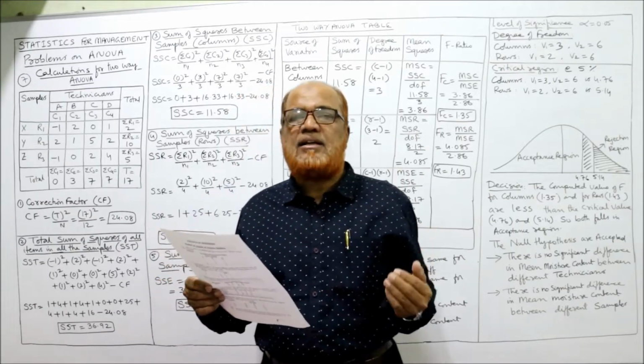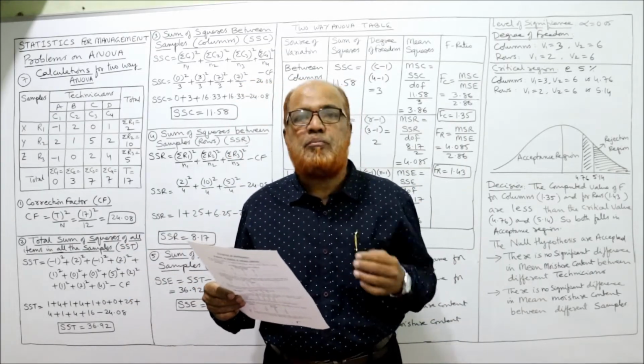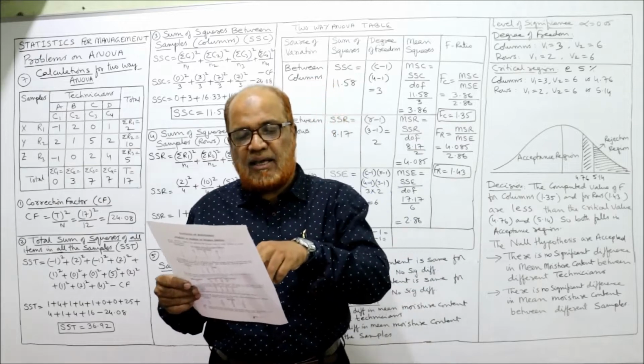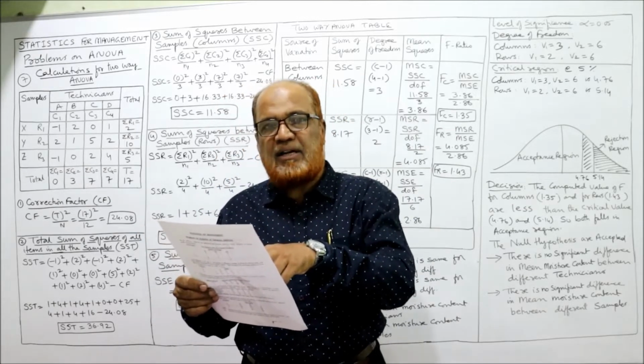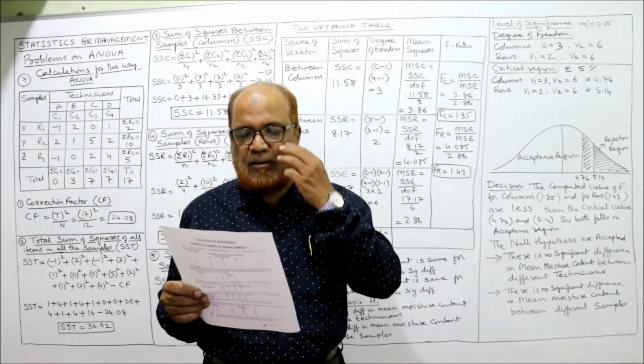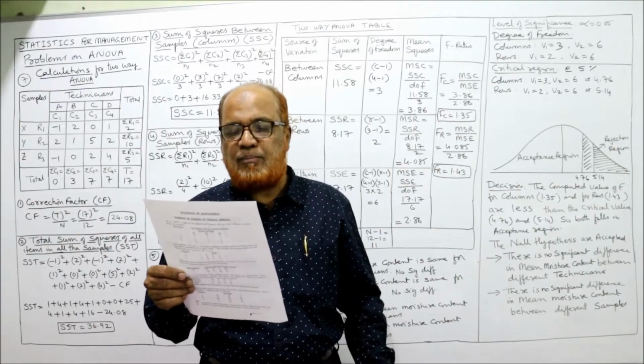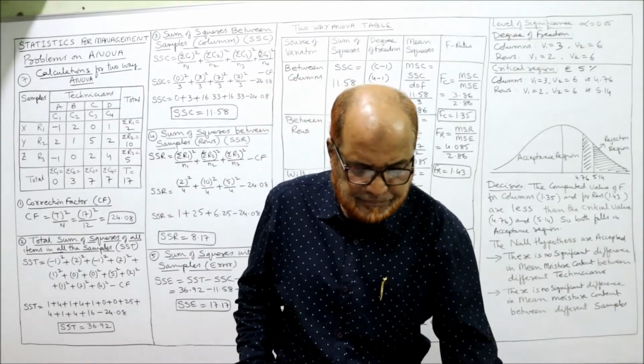Similarly, B is another technician. He has also measured the moisture content. In X, Y and Z, he found 12, 11, 10. Then 10, 15, 12, that is C. D: 11, 12, 14. Now analyze the data and comment. Use 5% level of significance.